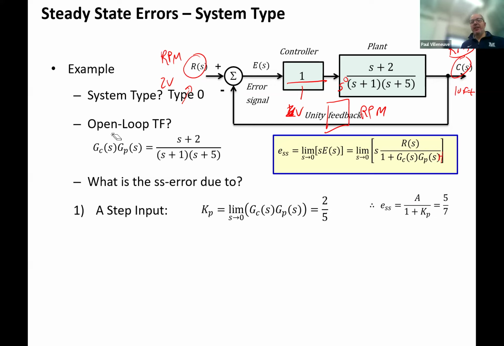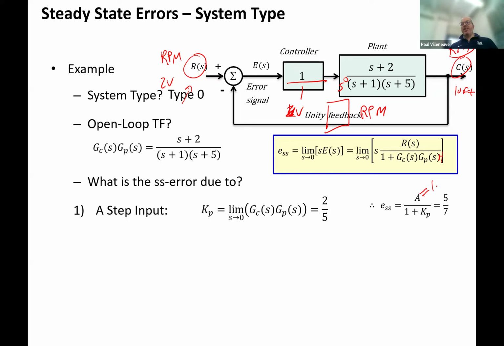So when you do your calculation for the position constant, you take the limit as S approaches 0 of GP, which is 2 divided by 5. Then you plug that into the ESS. We're going to assume that this is a unit step, so we'll make that equal to 1. So 1 divided by 1 plus 2 over 5 is going to equal 5 over 7.